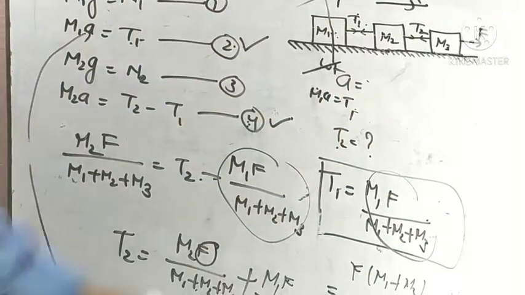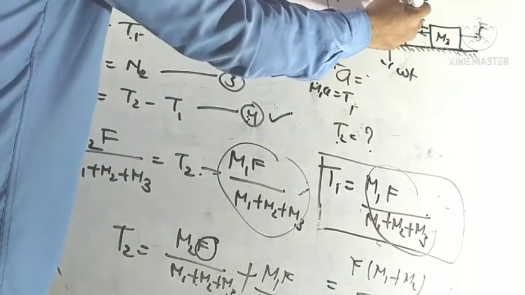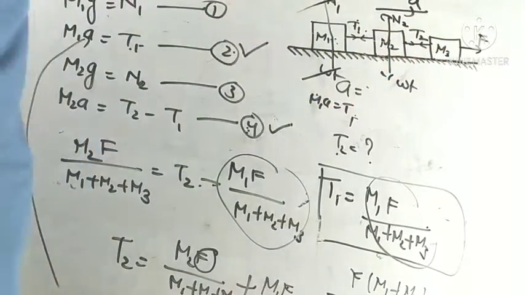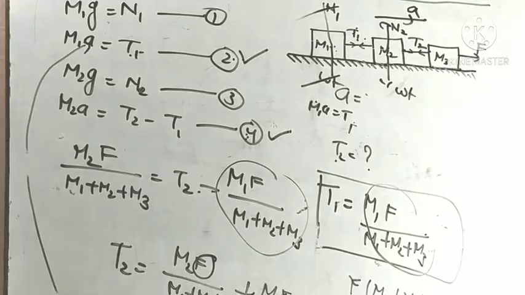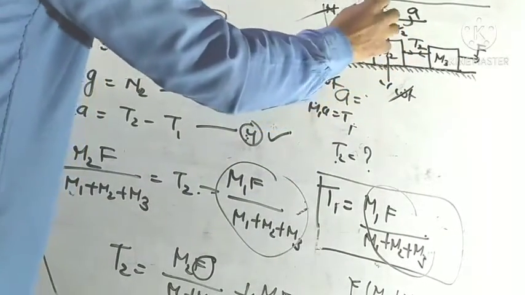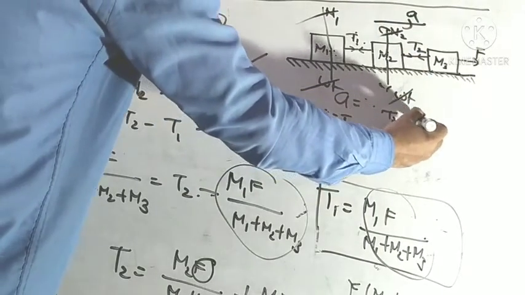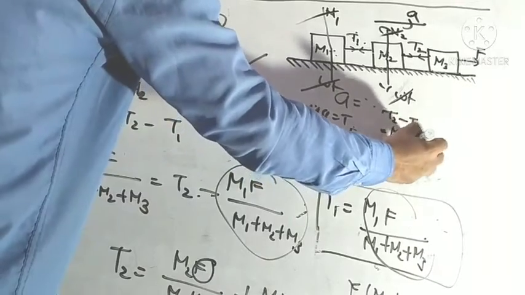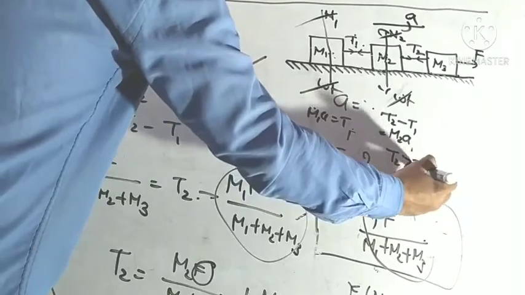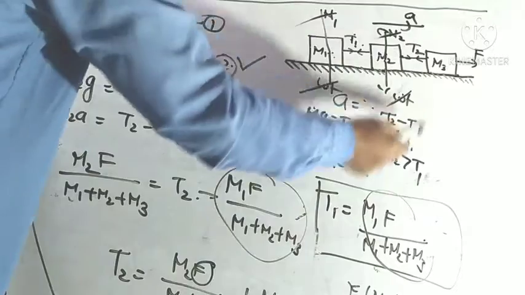And now we take the second body. Here the weight of this body works vertically downward, normal force works vertically upward, and tension T2 on the right hand side and tension T1 on the left hand side. So there are four forces working on this body. These two forces balance each other, and this body will move right hand side with acceleration a. So the net force working on this body will be T2 minus T1 is equal to m2a. Okay, because this body will move right hand side with acceleration a, T2 must be greater than T1.